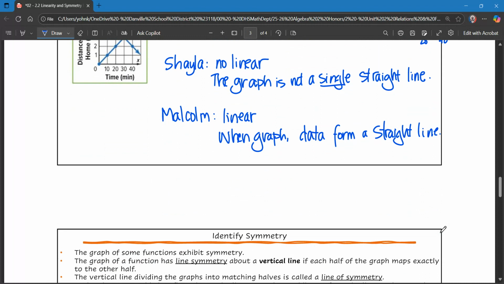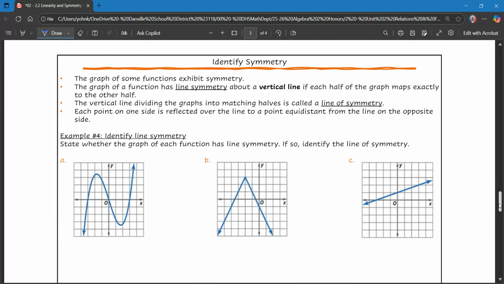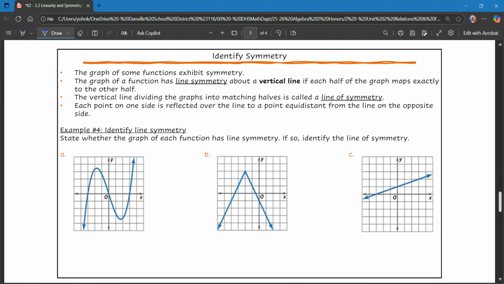Okay, so now we know visually a little bit more about functions, not a function. Let's talk about something called symmetry. We have two different kinds of symmetry that we're going to talk about. The graph of some functions exhibits something called symmetry. The graph of a function has line symmetry about a vertical line if each half of the graph maps exactly to the other half. So you have a right side, you have a left side. If you were to fold them up, they would meet. The vertical line dividing the graphs into matching halves is called the line of symmetry.